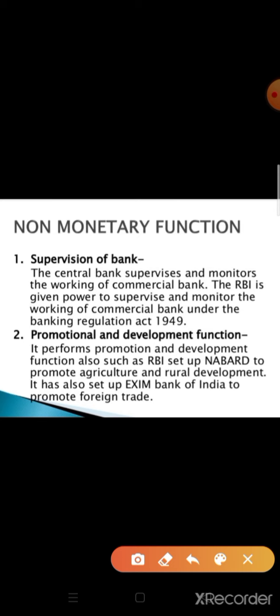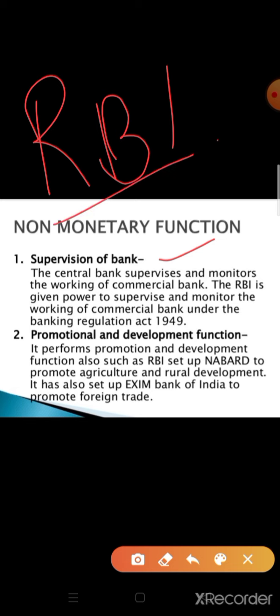Now, second one is non-monetary function. We have discussed only monetary functions. Now we will discuss non-monetary functions, which are not related with money. First is supervision of banks. We are studying the functions of RBI, which supervises the other banks. The central bank supervises and monitors the working of commercial banks. RBI is given power to supervise and monitor the working of commercial banks under the Banking Regulation Act 1949, and this act is very important from the exam point of view.